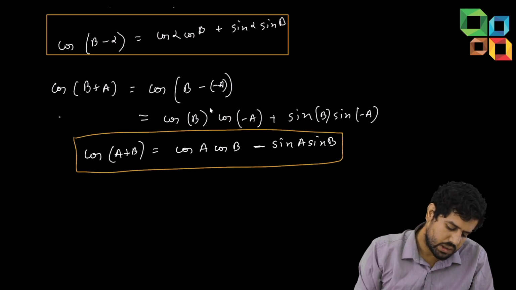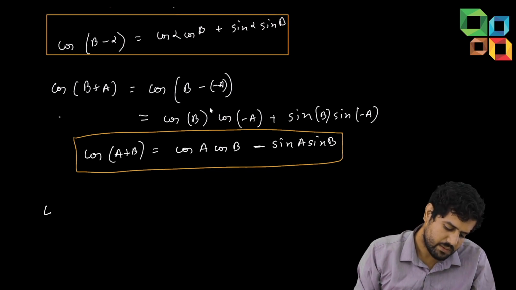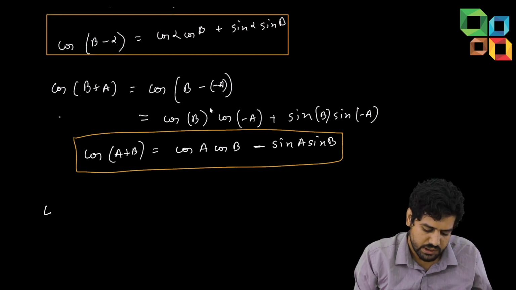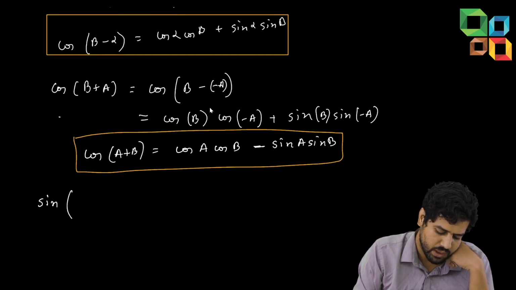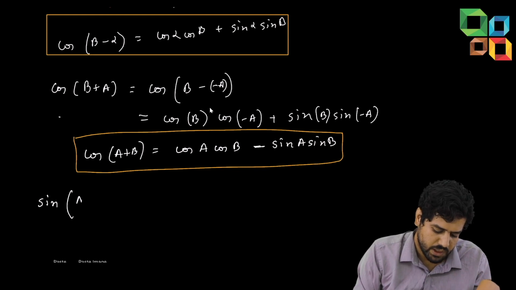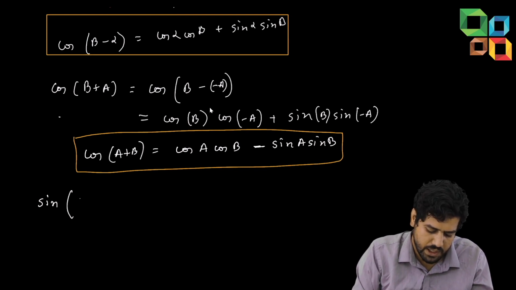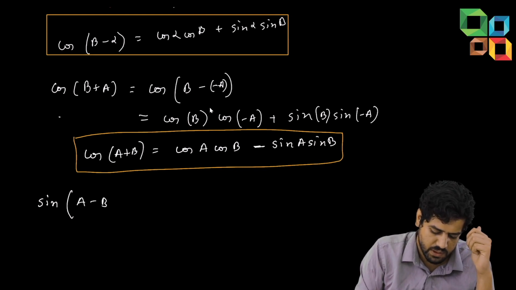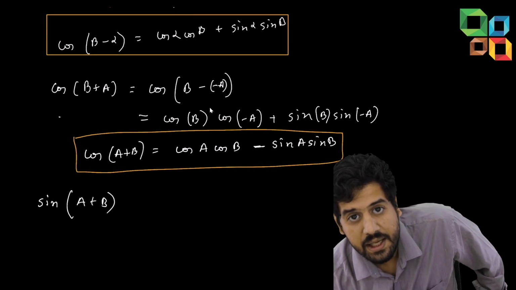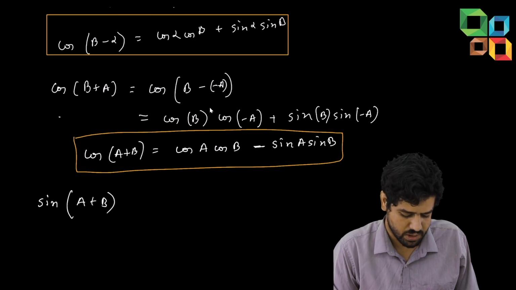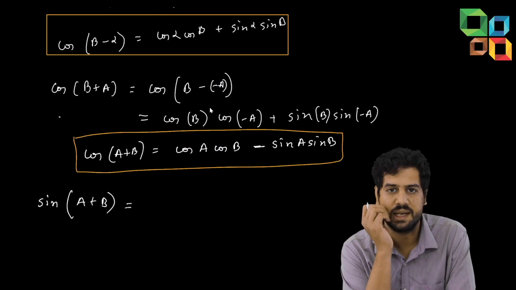Now think about this. We have got both the cos formulas just with simplifying this and what we have done before. We can get sine of A minus B, or sine of A plus B. Try to derive sine of A plus B, see what you get. Please try.